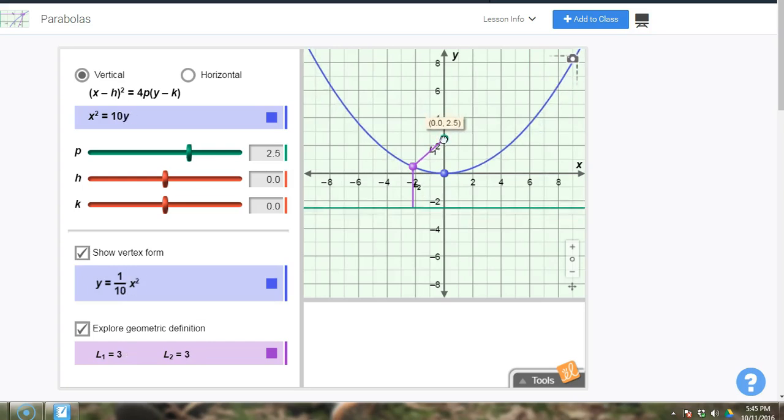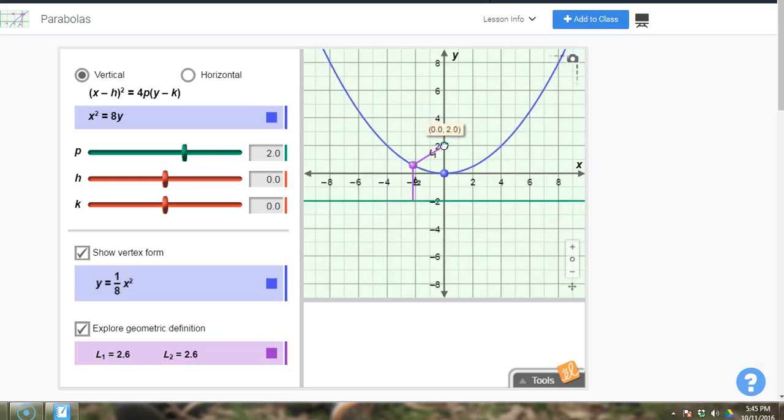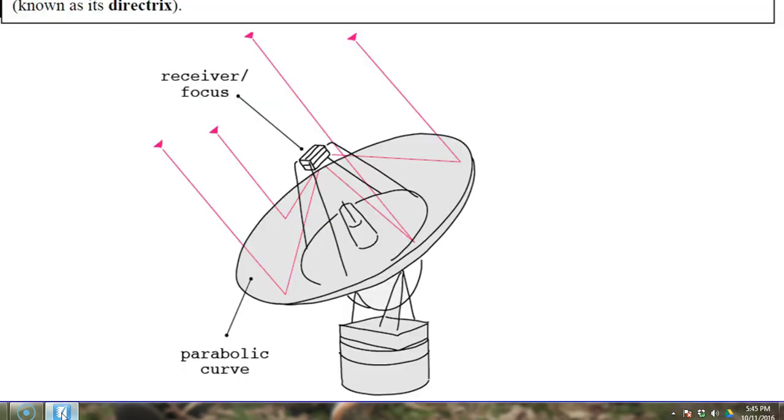Now I can move that focus. Notice how the directrix moved as well. There's still 2 units from the vertex to the focus and 2 units from the vertex to the line. That's easy. But also as I move along the curve, it's the same distance from the curve to the line and from that point on the curve to the focus. So let's do some problems that involve this.